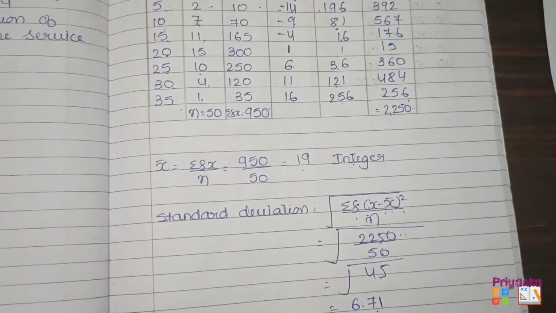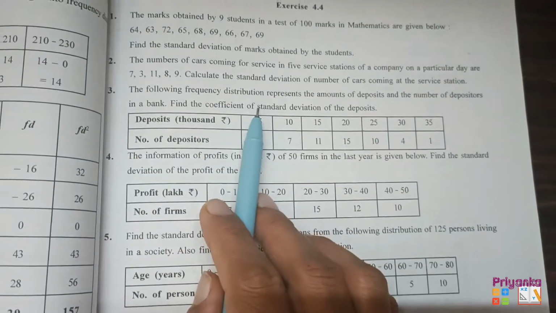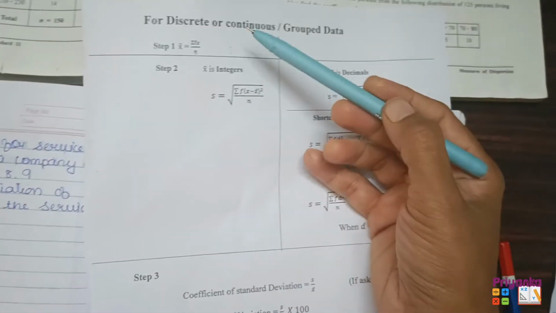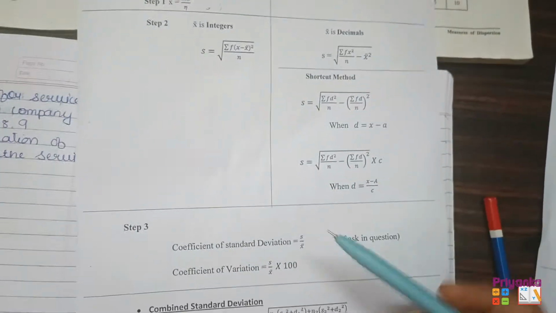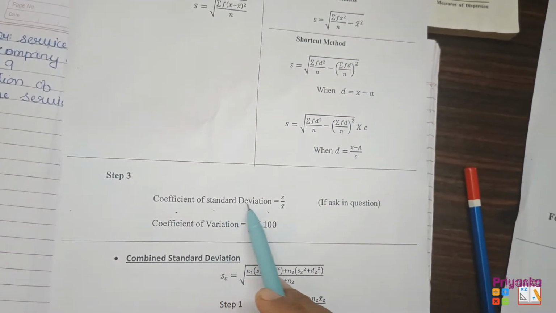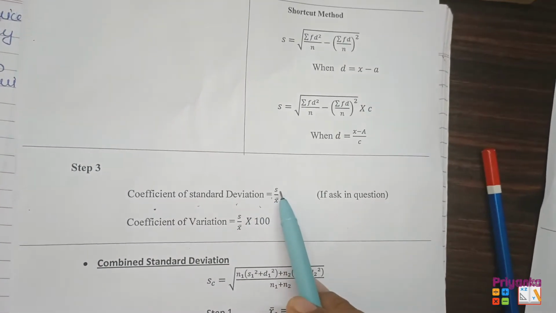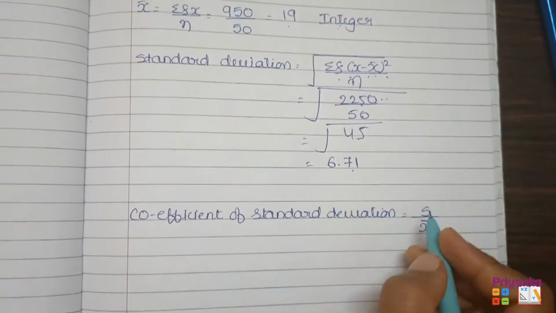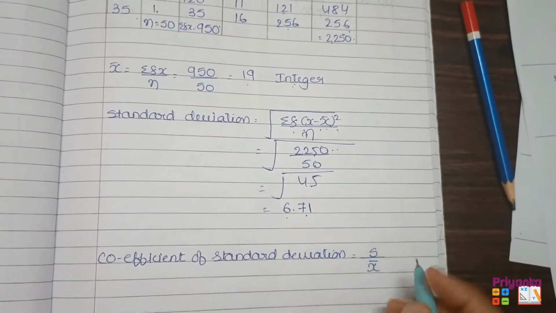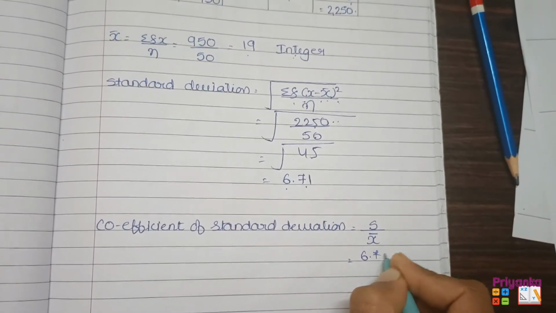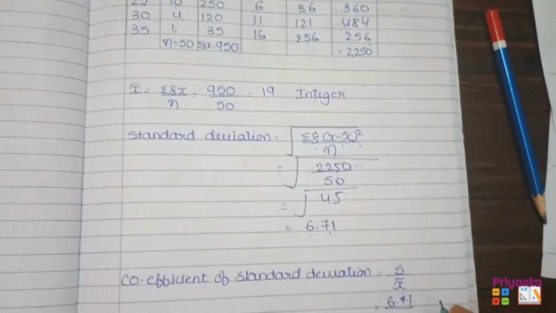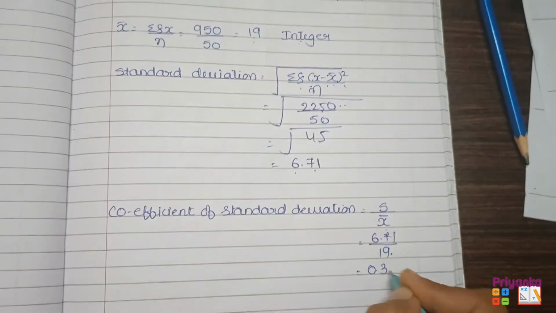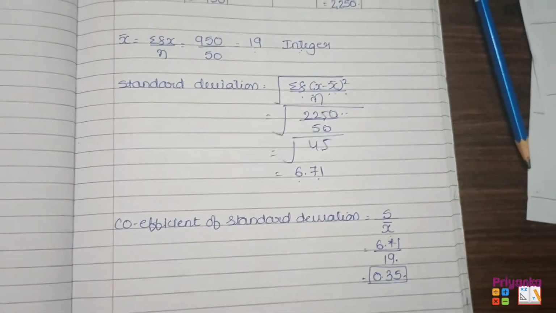Now in this question it has been asked to find the coefficient of standard deviation. So here we'll find the third step. Till now we did first, second, and here is the third step, coefficient of standard deviation. The formula is very simple and easy. Here we'll take the standard deviation, divided by mean. So here, as we have already found, we'll keep the value 6.71 and the mean, that is 19. Get them, calculate. You will get the answer 0.353. So the answer will be 0.35.